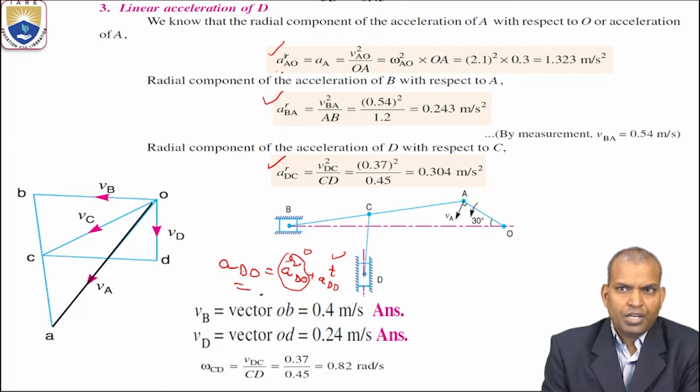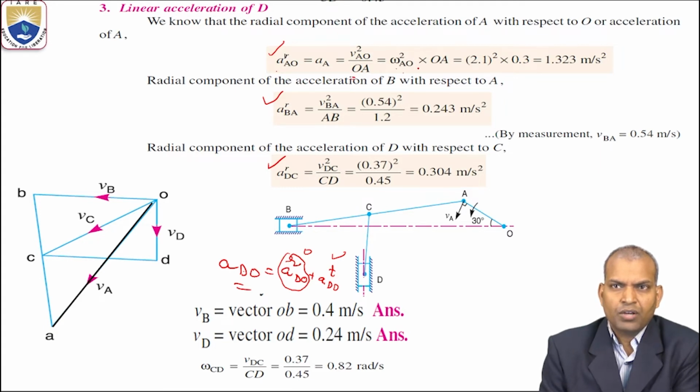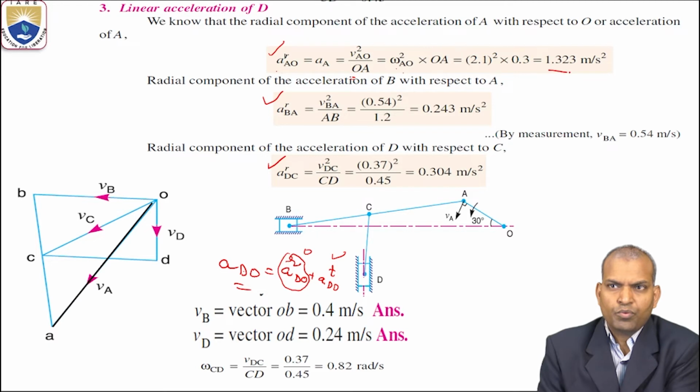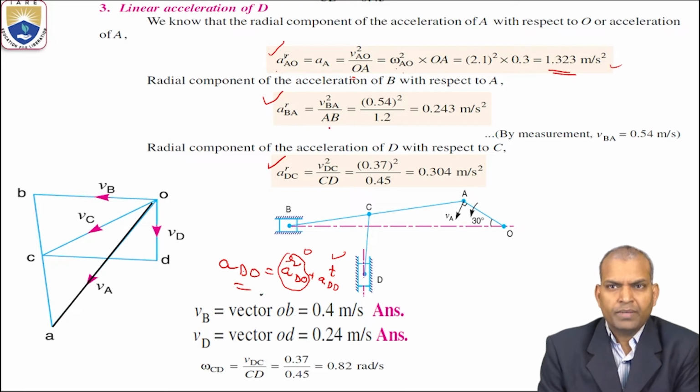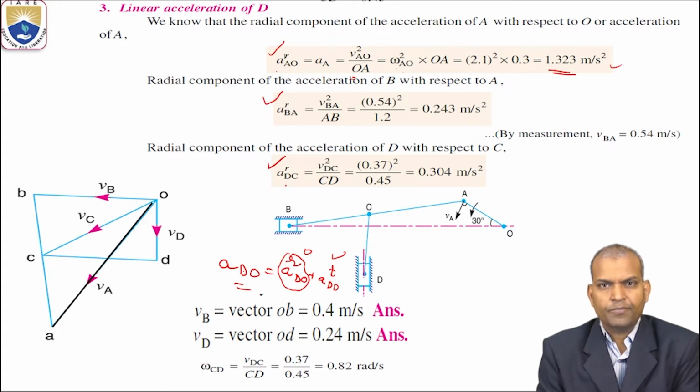So ARAO, that is V square AO by OA, that is omega square AO times OA, equal to 1.323 meter per second square. And the ARBA value is V square BA by AB, that is 0.54 whole square by 1.2, that is 0.243 meter per second square.